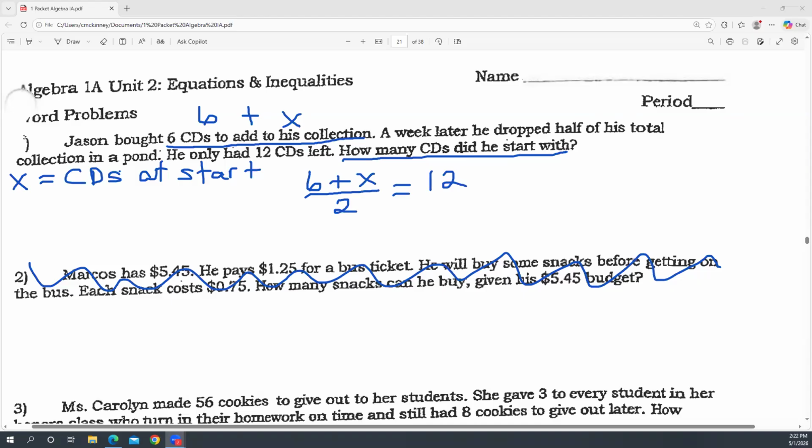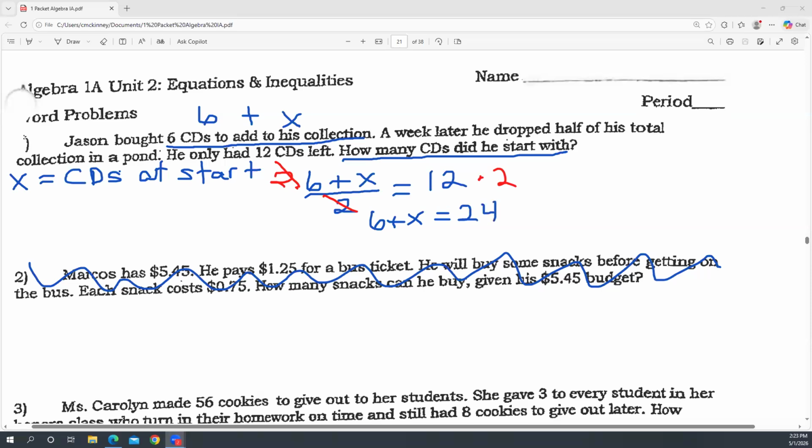So now we're going to actually solve these equations, not just write them. We're going to solve them. And then we're going to try to think about if our answer is reasonable. So if I multiply both sides by 2, and I want to do that multiplication first because I have a big fraction on the left, right? The 6 and the X are in the fraction. So 6 plus X, and then because now it's out of the fraction, this would basically take us back to before he dropped them in the pond. And 12 times 2 would be 24.